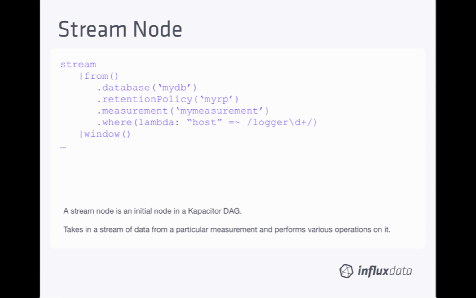Okay, so we've been over one stream task before, but let's just walk through it one more time. So the first node is stream. And from that stream, we just want stuff from the database MyDB in the retention policy MyRP called myMeasurement. So we're peeling off a piece of that stream coming from the database, and then we're applying a filter here. And then finally, we're going to window the data after that. And that's a common pattern for stream nodes in stream tasks. You're going to peel off a piece of the data, and then you're going to do some sort of computation on it.